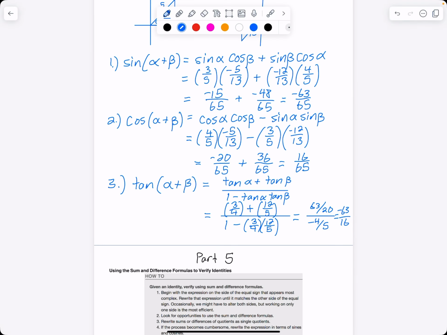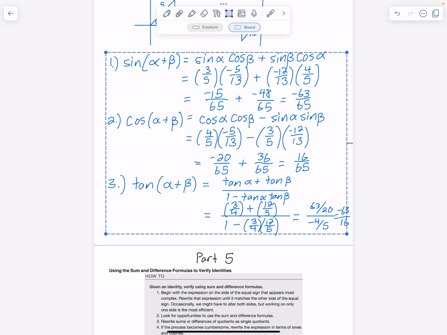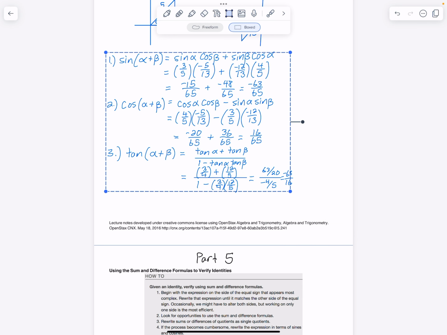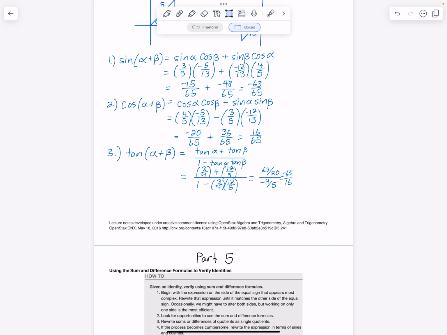Use your calculator for that. Don't sit and try to do the fractions by hand. I don't think it's worth it. You could, I guess, for extra practice, but like I said, I don't really think it's going to be worth it because you guys are all headed towards using a calculator all the time. All right, let me cover this back up.